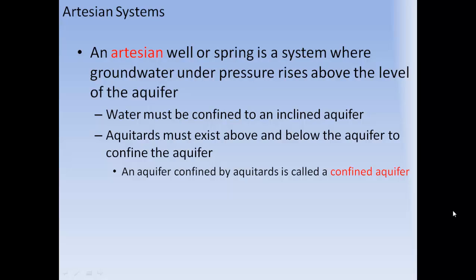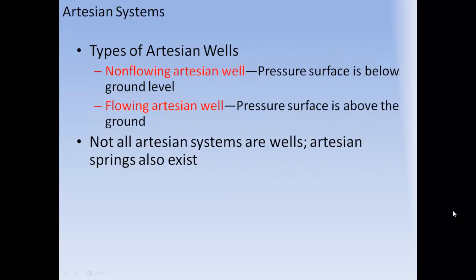An artesian system, artesian well or spring, is a system where groundwater under pressure rises above the level of the aquifer. Water must be confined to an inclined aquifer. Aquitards must exist above and below the aquifer to confine it, and an aquifer confined by aquitards is called a confined aquifer. Okay, so in a non-flowing artesian well, the pressure surface is below the ground level. In a flowing artesian well, the pressure surface is above the ground.